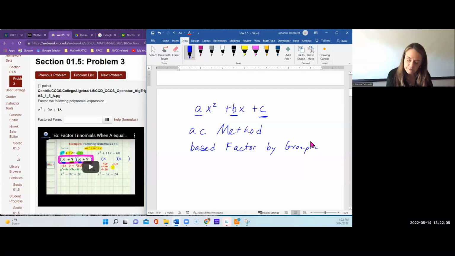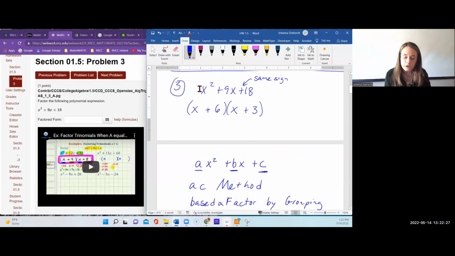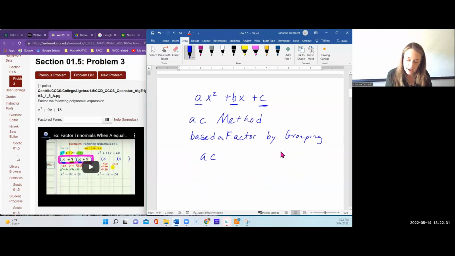That's going to create 4 different terms, right? The first thing we want to do is form what is called AC, which is the multiplication of the coefficient of x squared by the constant. So AC in our problem, if we scroll up, there's an understood 1 here times 18. So AC equals 18. Now, what do we need to do?